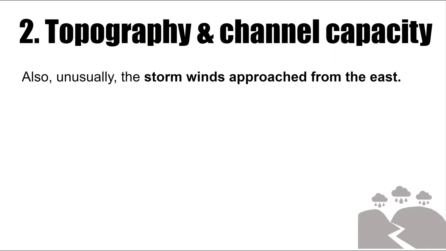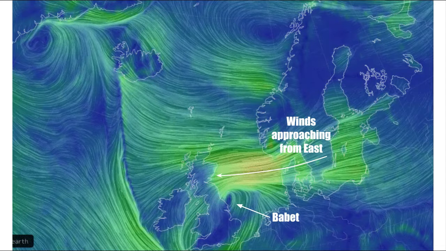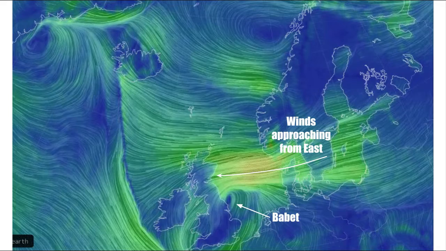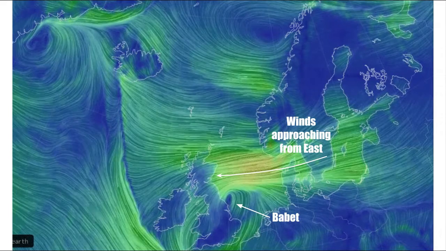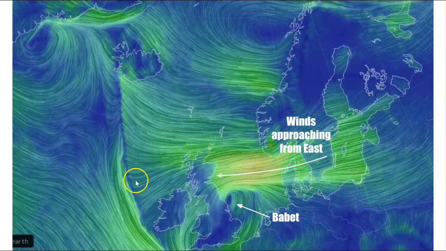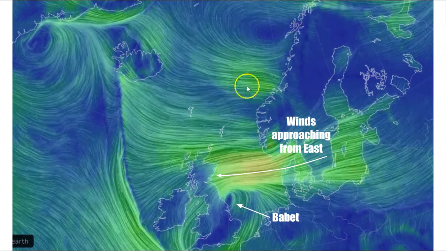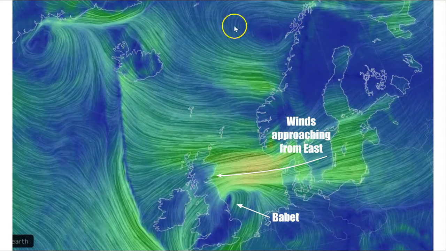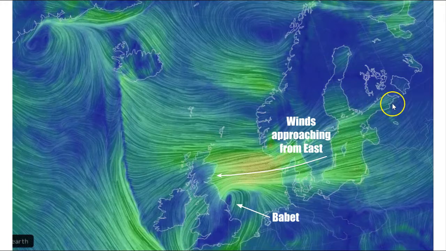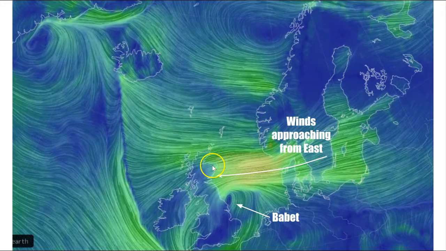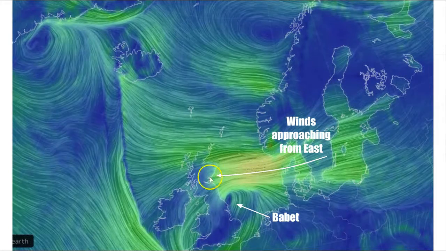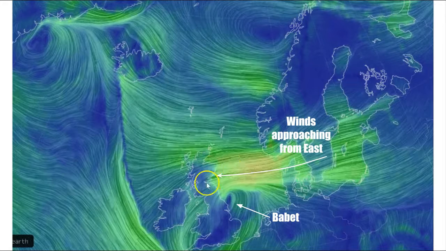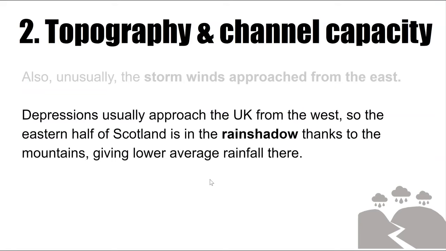Also, unusually, the storm winds approached from the east. We typically get our winds approaching from the west in the British Isles. The prevailing winds, the most common wind direction, come here from the west. But because of this high pressure system here, rotating around in this clockwise direction, it funneled the weather and the winds in from the east, bringing a lot more rain to the eastern part of Scotland than would typically be the case. The eastern part of Scotland is normally in what's called the rain shadow effect, giving less rain there.